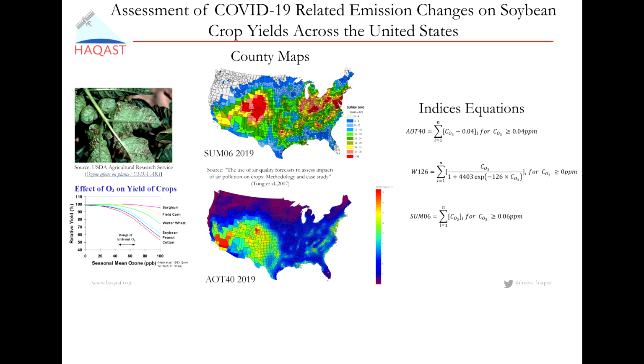For 2019, I decided to focus my attention on the summer months, where soybean growth and ozone levels in the US are at their peak. The maps depict ozone exposures calculated for each county in the continental US. The figure on the top is taken from Dr. Tong's 2007 paper showing exposures for 2005. The figure on the bottom shows preliminary results for 2019 exposures using a similar metric, AOT 40.